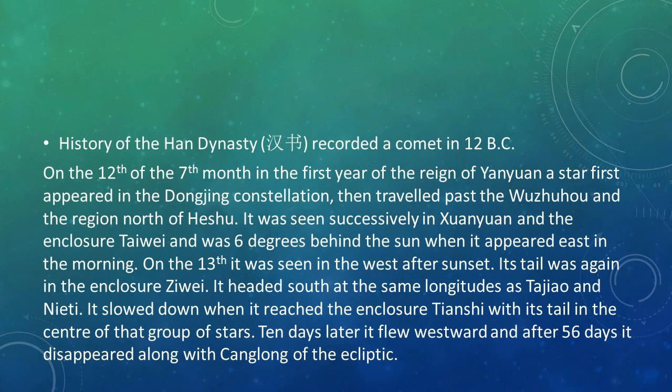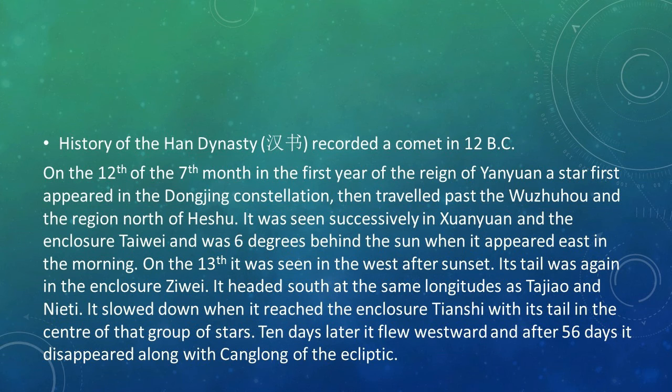Let's look at it. In Han, they recorded a sighting of a comet in 12 BC. They tell you the time of the occurrence. On the 12th of the 7th month, in the first year of the reign of Yan Yuan, a star first appeared in the Dongjing constellation. Don't need to know what these are, just know that they are star constellations. Then it traveled past Wuzhuhou and the region north of Heshu. It was seen successively in Xuanyuan and the enclosure Taipei, and was 6 degrees behind the sun. Can even tell you 6 degrees behind the sun when it appeared east in the morning.